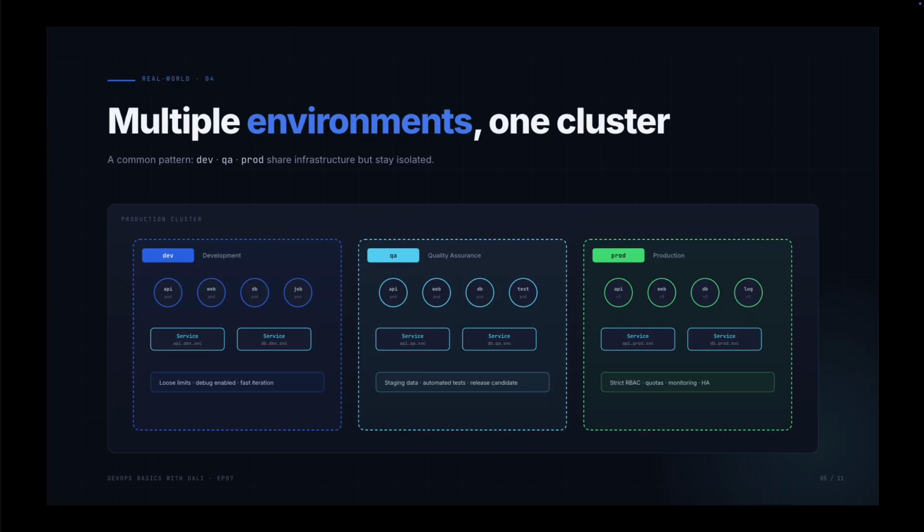In most companies, applications move through different stages. First, developers build features in development. Then, QA validates functionality and performs testing. Finally, the application is deployed into production, where real users access it. Namespaces are a perfect way to represent these environments inside Kubernetes.